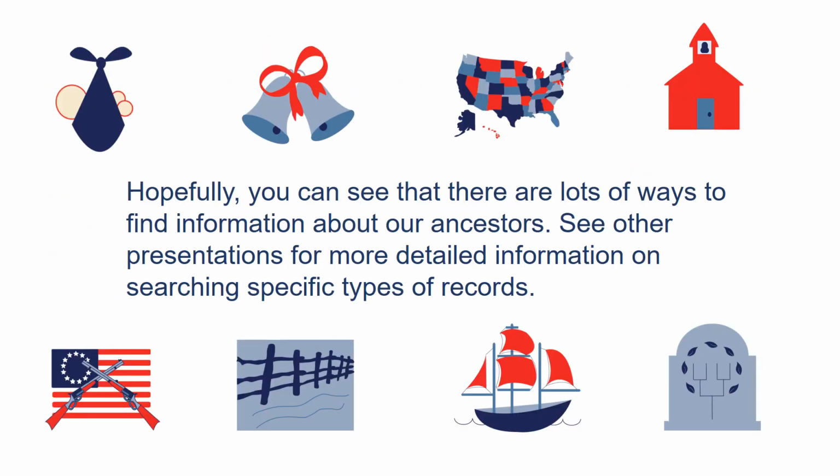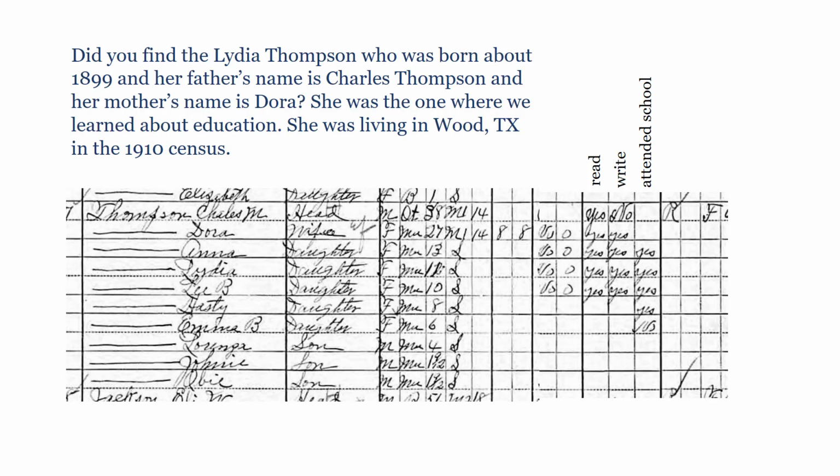Hopefully you can see that there are lots of ways to find information about our ancestors. See other presentations for more detailed information on searching specific types of records. Did you find the Lydia Thompson who was born 1899 and her father's name is Charles Thompson and her mother's name is Dora? She was the one where we learned about education. She was living in Wood, Texas in the 1910 census. Her parents are Charles M. and Dora Thompson. The end.